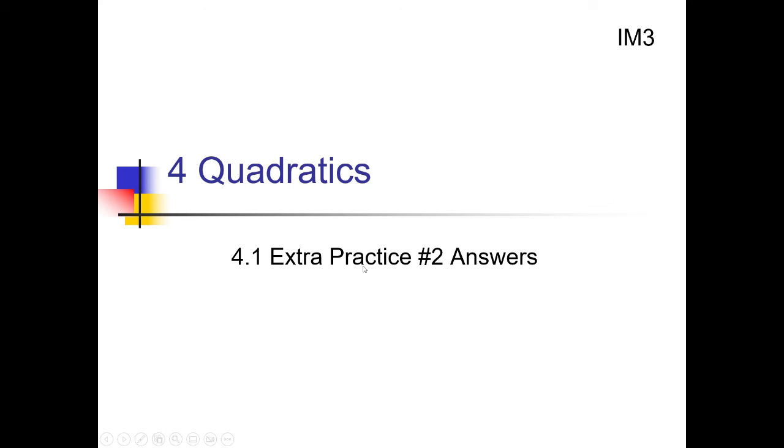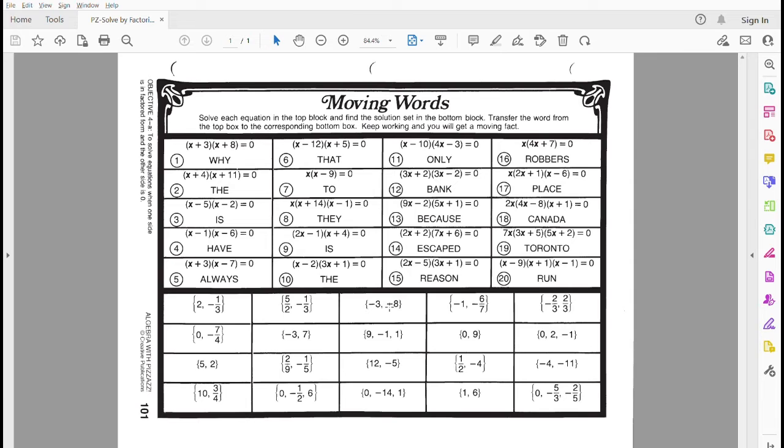IM341 Extra Practice Number 2 solutions on solving by factoring. There's a puzzle that goes with this one. Let's check that out. So here's the puzzle that goes with this extra practice. In this one, we have to basically solve each of these equations and then find the answers down below. And when we find the answer, we'll just put the word that goes with the equation down below that set of solutions. And it'll all spell out some catchy phrase that'll, they said, keep working and you will get a moving fact. All right, let's see what that moving fact is.